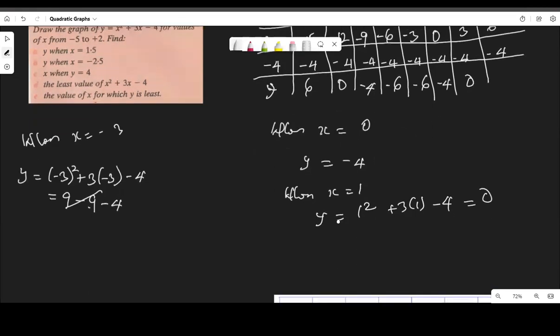Finally, when x is equal to 2, y will be 2 squared plus 3 times 2 minus 4. 2 squared is 4. 3 times 2 is 6. 4 plus 6 is 10. 10 minus 4 is 6.